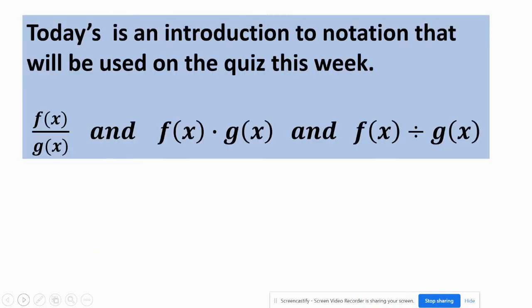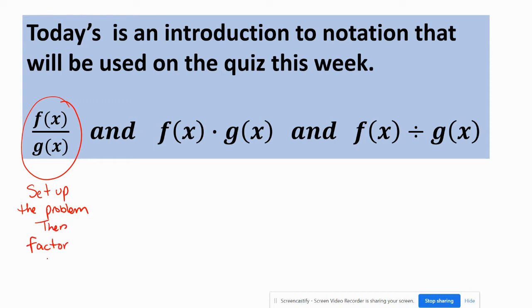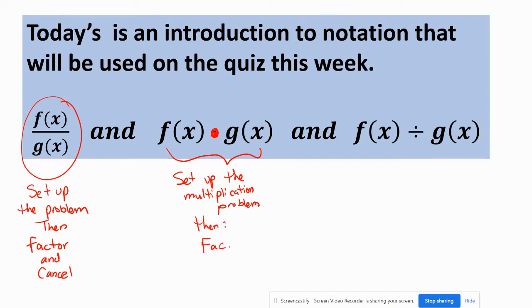If you see this notation, it means to set up the problem, then you factor and cancel. This means you set up the multiplication problem, because see, it's multiply, right? Then guess what? Factor and cancel.